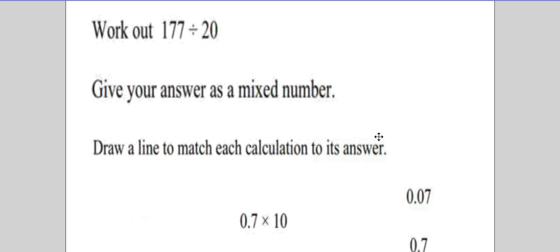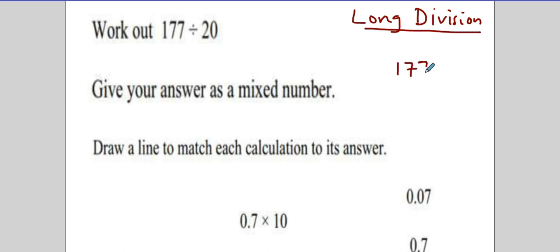Work out 177 divided by 20. Give your answer as a mixed number. So what we do here, we use the long division method. Okay, we use the long division method. Now, how does it look? Just do 177 divided by 20.